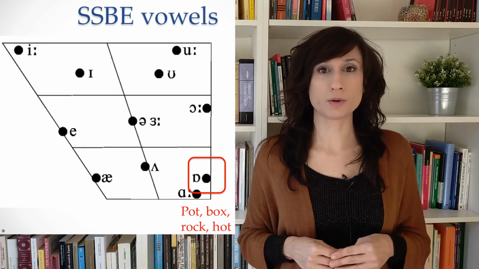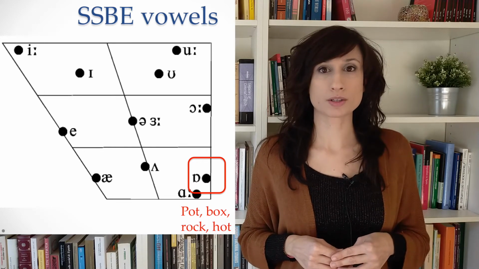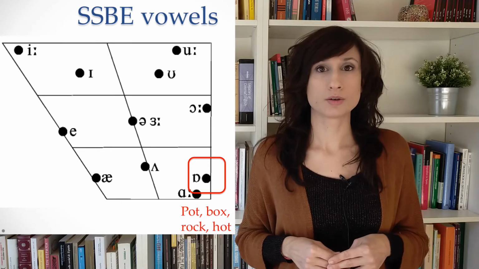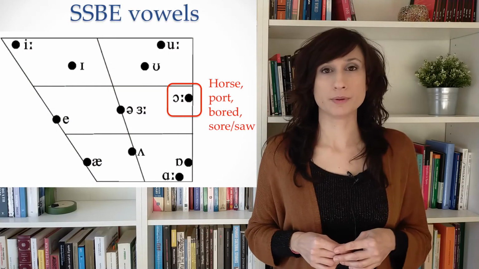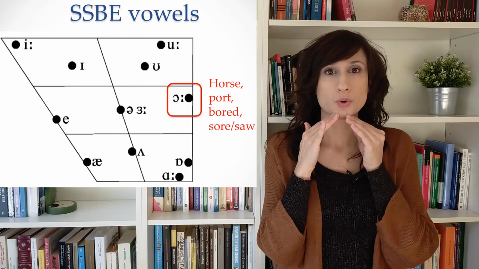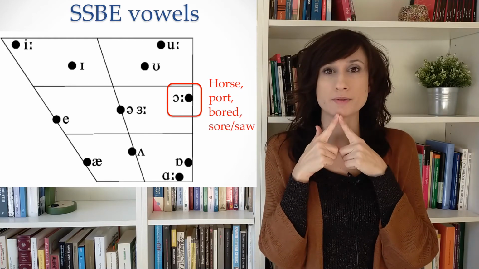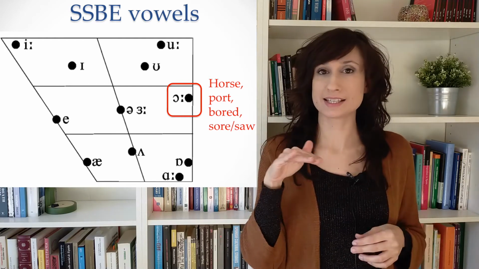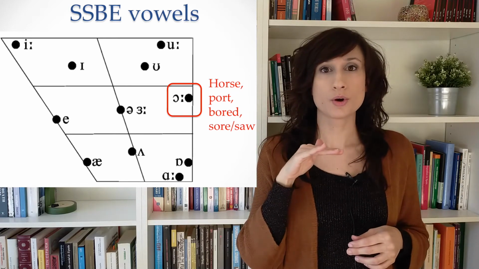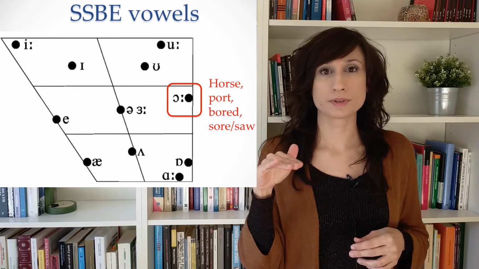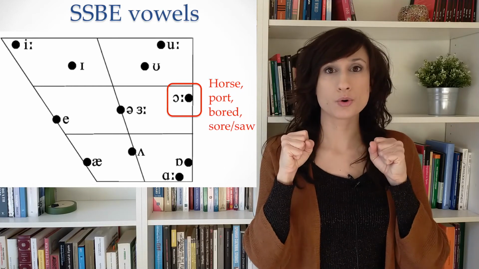Some examples with this vowel would be pot, box, hot, rock. This vowel in the word horse, for example, is a very closed O. Notice, O, very rounded, and it's steady. It doesn't change. It's not hose, but horse. O, horse.